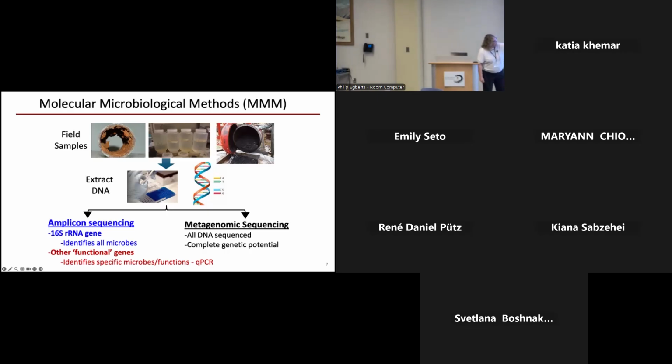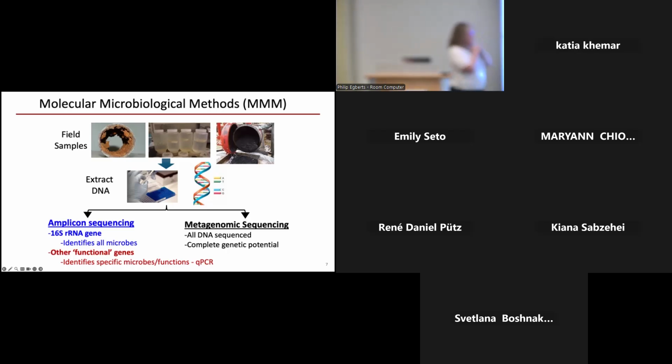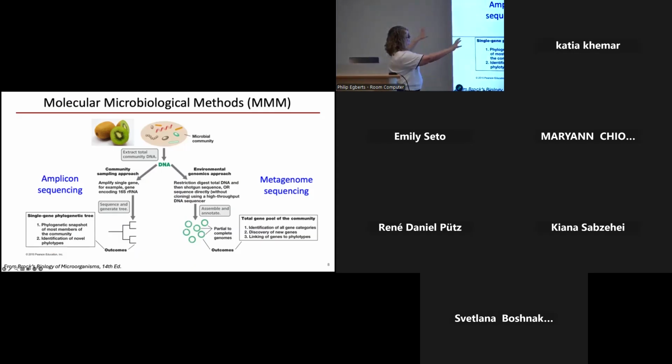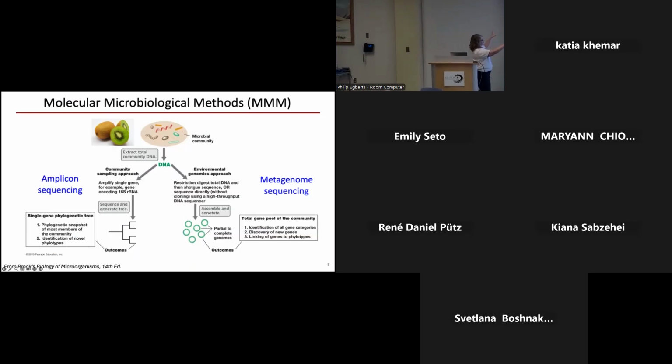And the second thing you can do is something called metagenomic sequencing. This sequences absolutely everything, all the genes in your sample, and you can get a complete genetic potential. So I'm going to briefly go through what all of these mean. This is just a basic description of what you can do with DNA from a sample.